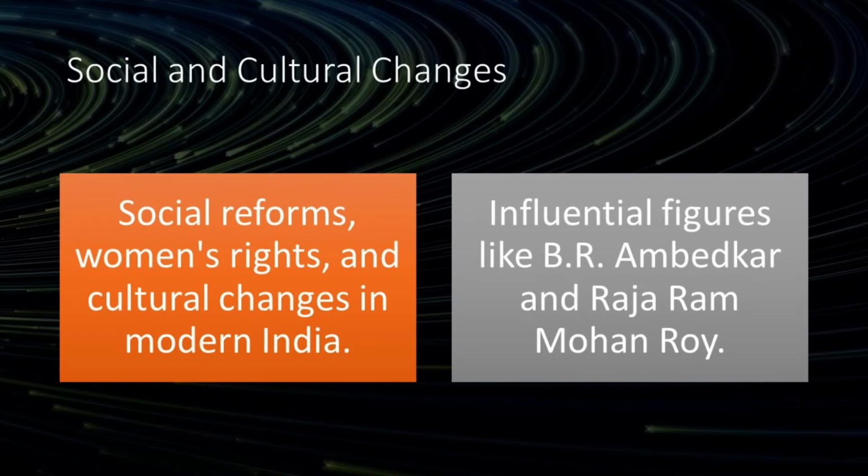Slide 7, Social and Cultural Changes. Post-independence India witnessed substantial social and cultural changes, driven by a commitment to social justice and inclusivity. The abolition of untouchability and the reservation system aimed at empowering historically marginalized communities, fostering a more egalitarian society. Efforts to promote education, particularly among girls, led to increased literacy rates and improved gender parity in schools.